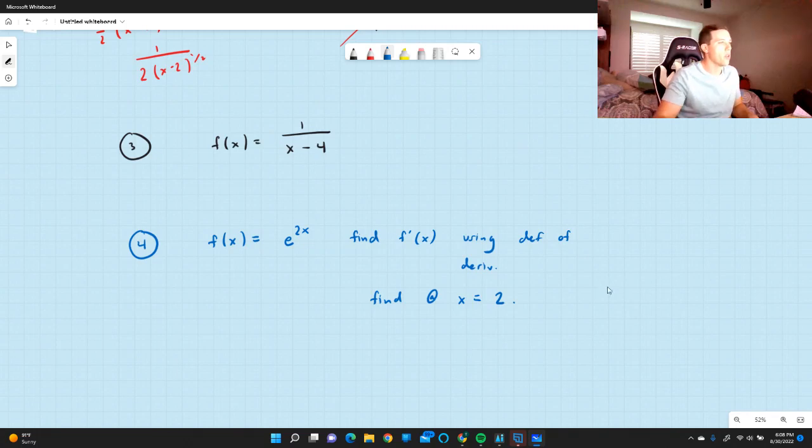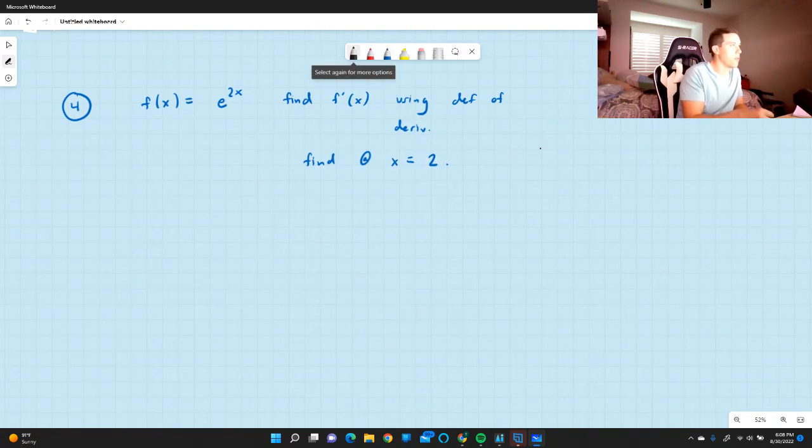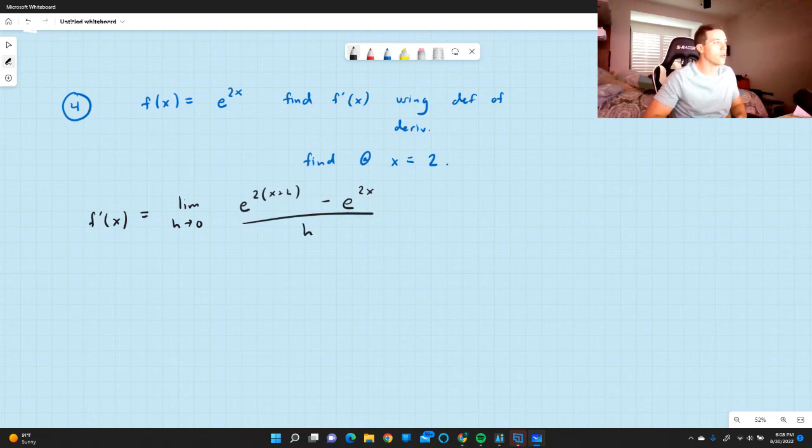All right, let's set up the equation. So we use our formula, limit, h approaches 0, find the derivative. We take f of x plus h. So in other words, everywhere you see an x, you plug in x plus h, minus the original function, all over h. Okay, your goal is not to do any more work than this. We have just set up the equation.